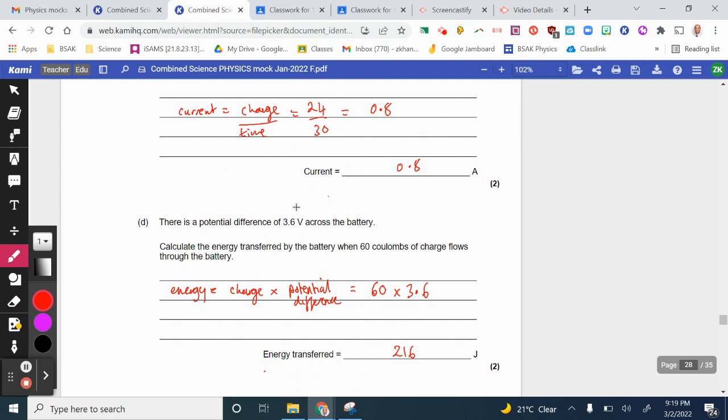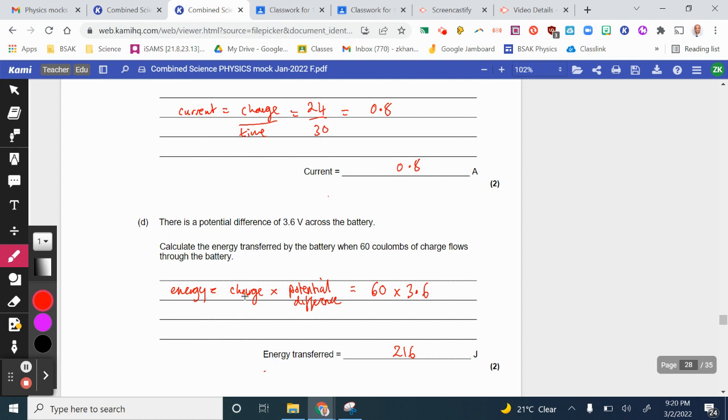We've got a potential difference of 3.6 volts, and we want to try to find the energy transferred when 60 coulombs of charge is flowing through the battery. So we've got charge and we've got voltage, and we want to work out energy, and the formula that connects all three is energy equals charge times potential difference, and potential difference and voltage are the same thing.